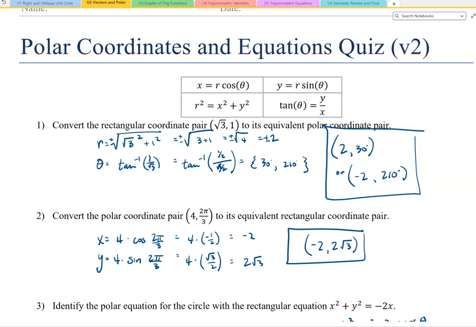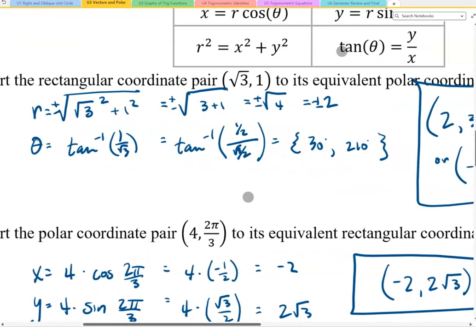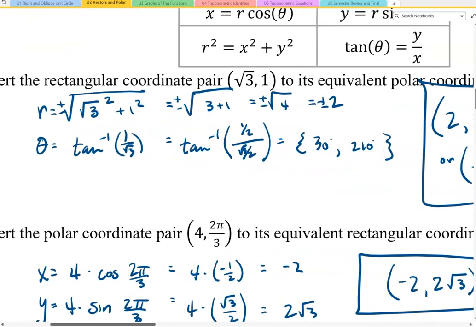Okay, in this video I wanted to work through the quiz that I wanted you all to complete today in class. Just wanted to add a little bit of commentary to each of these questions, and hopefully it clarifies the new polar coordinates components.